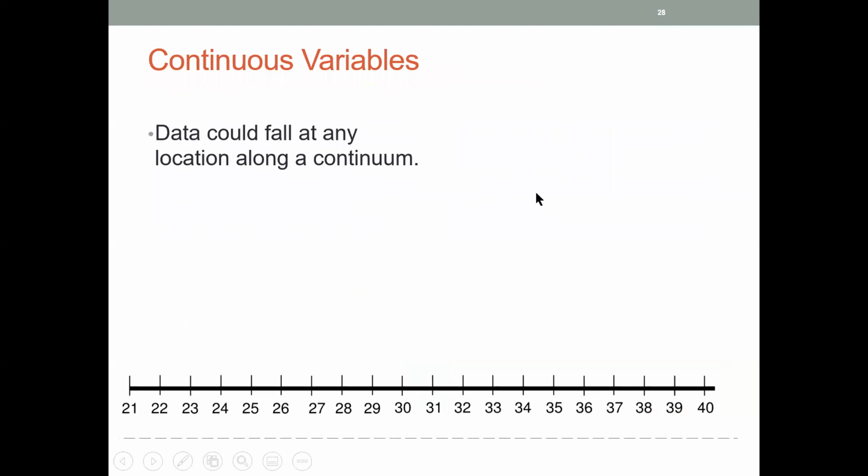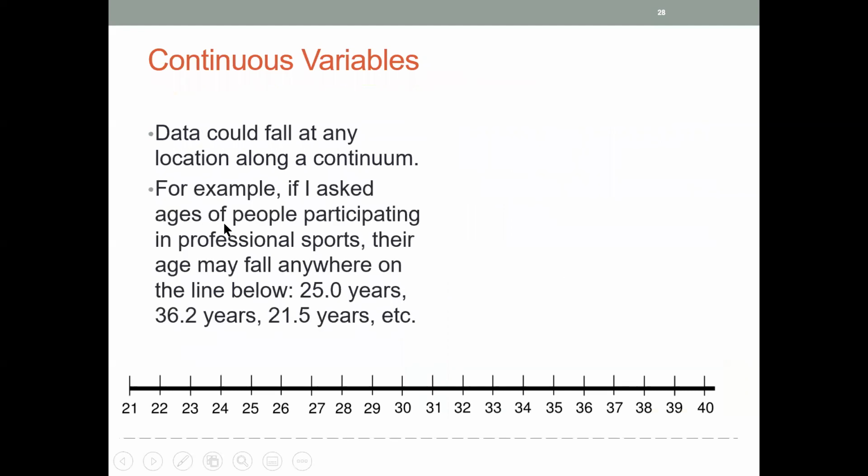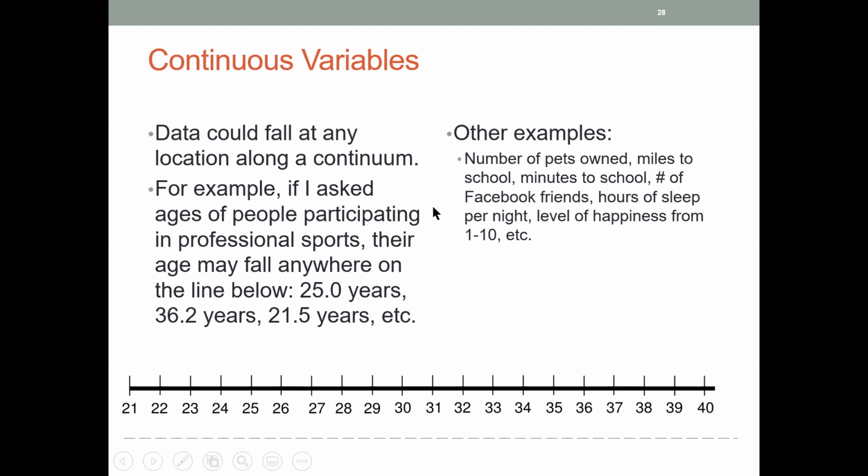And our continuous variables look like this. You want to have a number line, perhaps between the ages of 21 and 40. Maybe I would ask the ages of people participating in professional sports, and let's say at the lower end was 21 and at the upper end was 40, and people fell anywhere along this continuum. These continuous variables are what we use in correlational studies. There are other examples here: minutes to school, number of Facebook friends, hours of sleep per night, level of happiness from 1 to 10, and so forth.